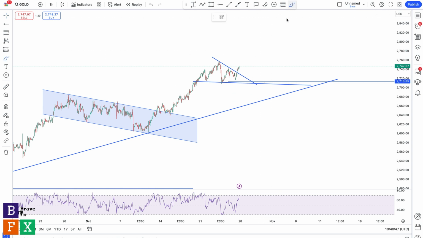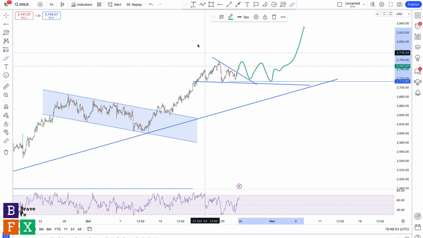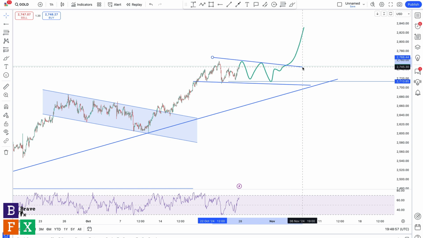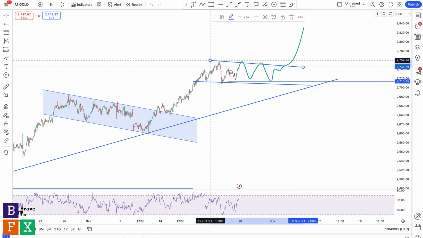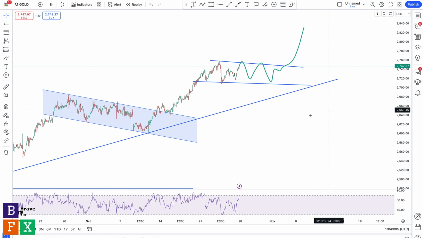Then waiting for the second case scenario, which is this consolidation, more consolidation before we go higher, would be another opportunity to go long. So this would be a much better opportunity, better confirmation to go long on gold before entering this trade, right? Instead of going long right now, excuse me.